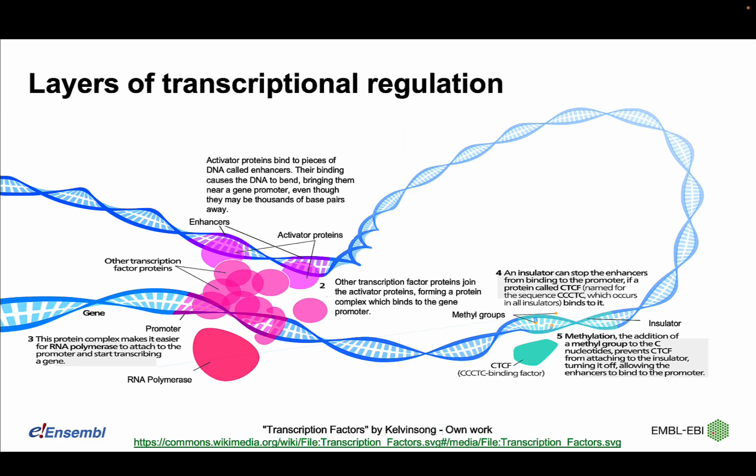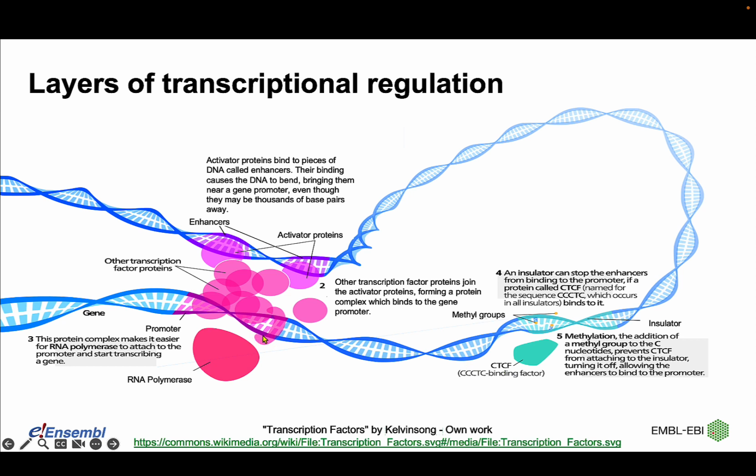transcribes DNA into mRNA. The promoter region also binds transcription factor proteins, so these are regions that we also call transcription factor binding motifs or transcription factor binding sites. And these transcription factors are involved in inhibiting and stimulating the transcription of a gene.